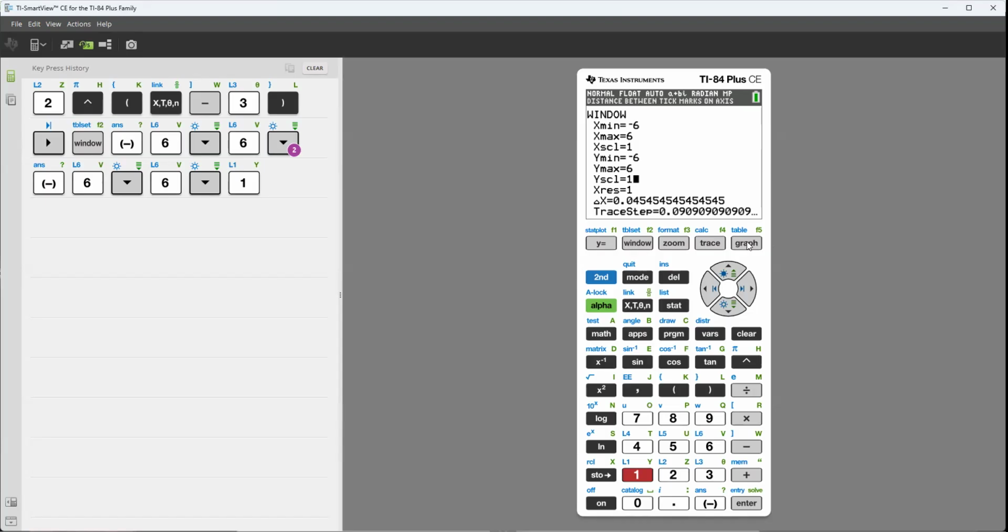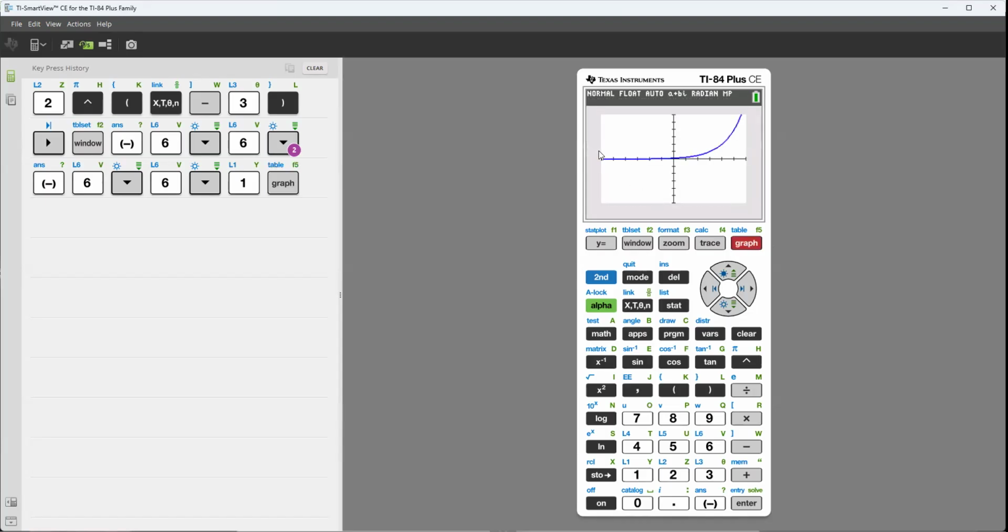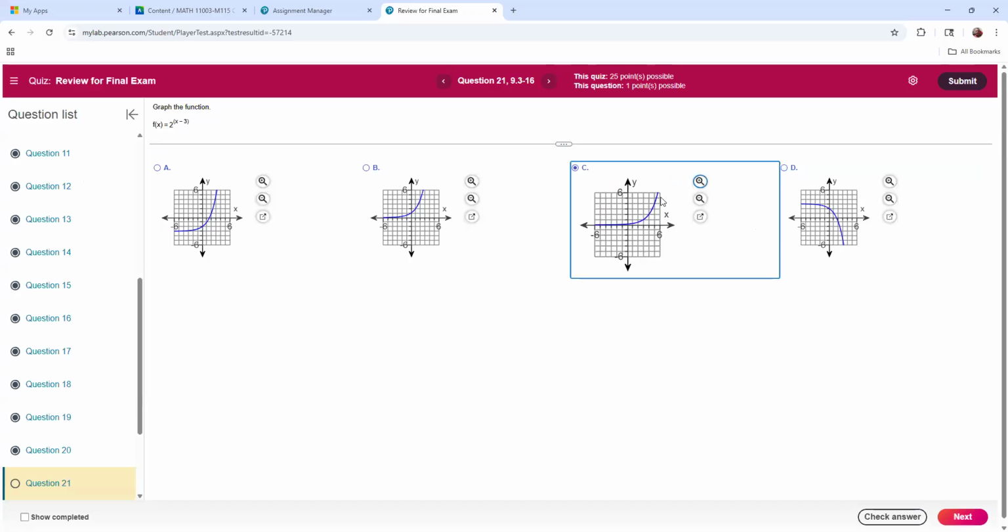So y'all would hit graph. And look, it is the one that looked like it went right, like we said. So we want to pick the one that looked like C. See how C sort of went to the right like the graph did, okay?